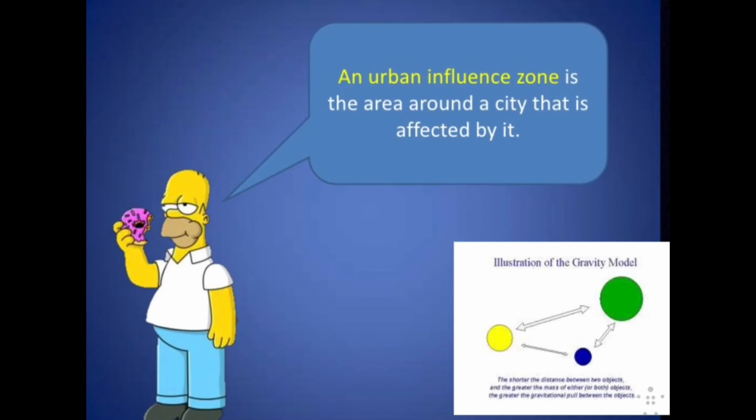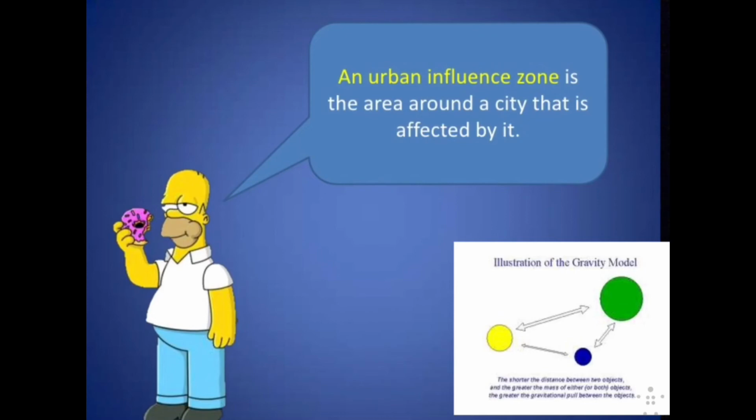These are areas outside the city that are affected by the city. As the distance away from the city increases, its influence on the surrounding countryside decreases. The larger the city is, the larger the sphere of influence outside its borders grows. A good example of this, and kind of reviewing where we've come from so far, is the gravity model.